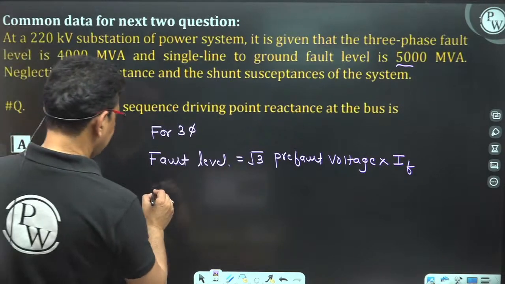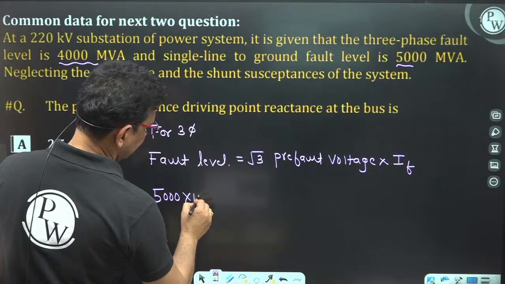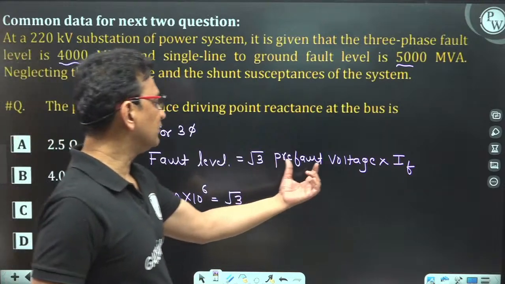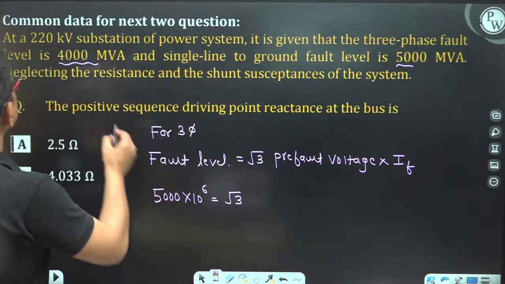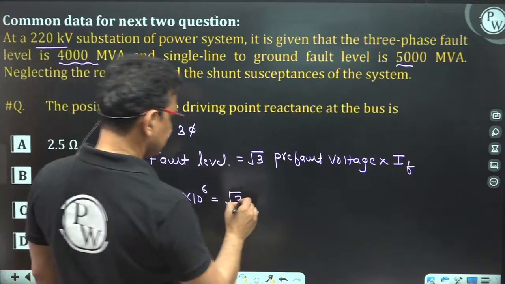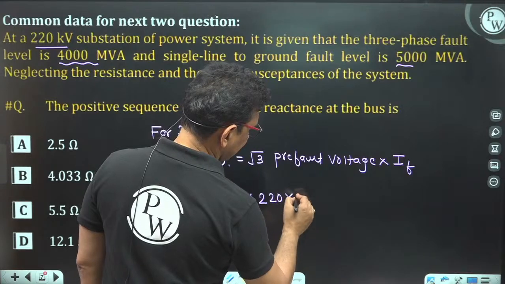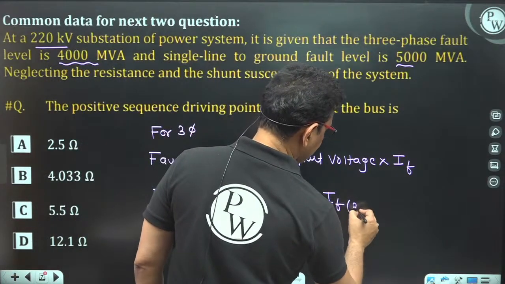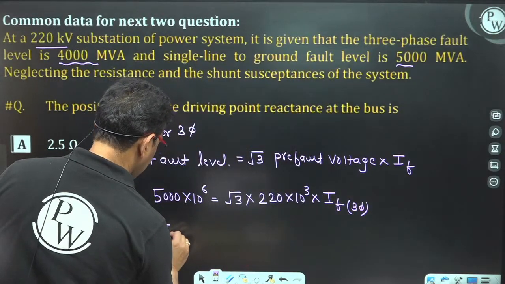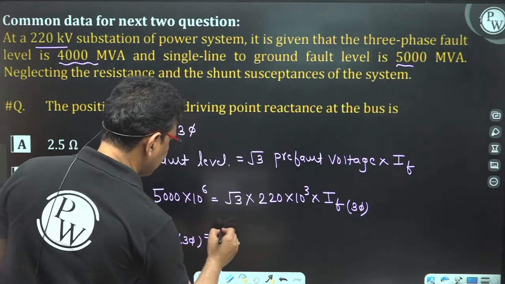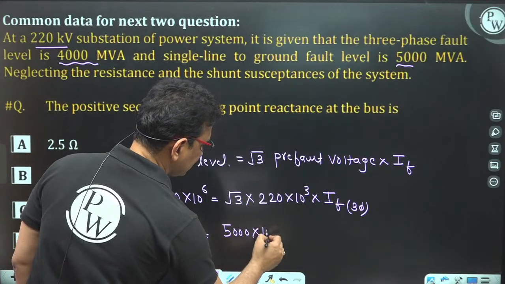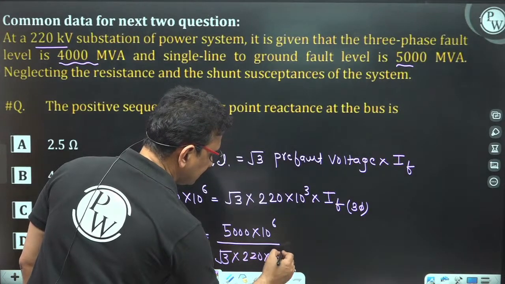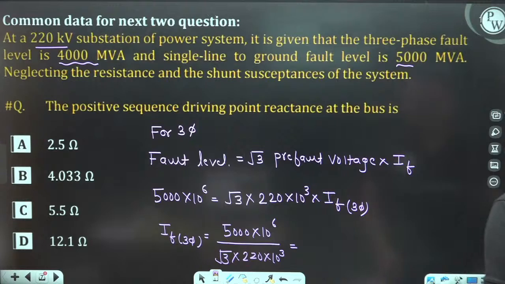So the fault level is 5000 MVA. That means 5000 into 10 raised to the power 6. Root 3 times the pre-fault voltage means the nominal voltage. See, this is the line voltage, root 3 line voltage, line current. So the line voltage is 220 kV. It is a 220 kV substation, so the pre-fault voltage will be 220 kV, that is 220 into 10 raised to the power 3. So the fault current for the three-phase fault is nothing but 5000 into 10 raised to the power 6 divided by root 3 into 220 into 10 raised to the power 3. Calculate the value of fault current.